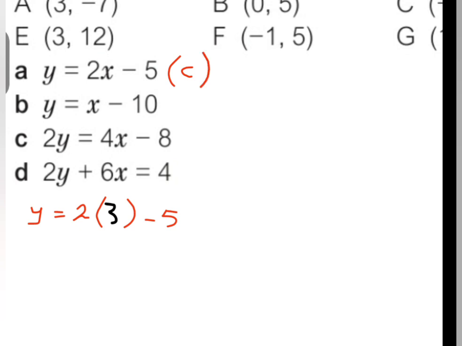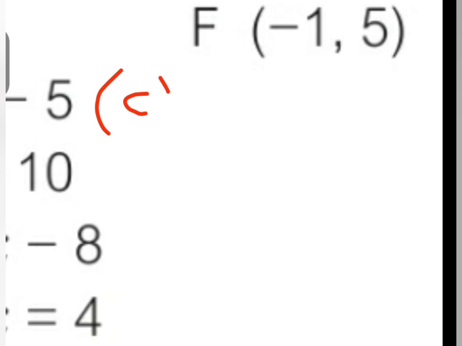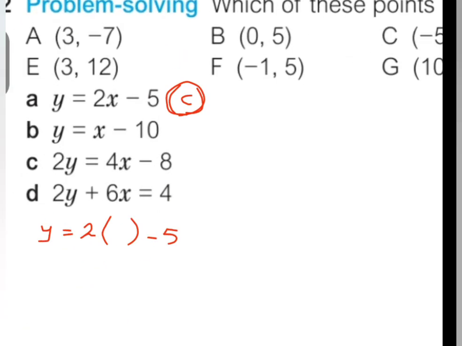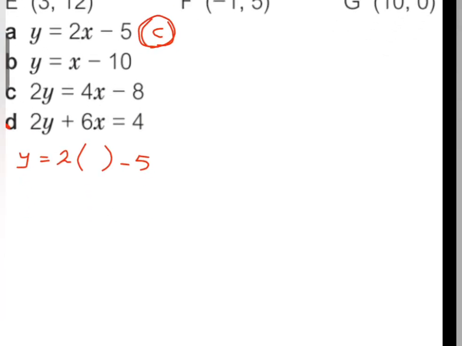Now, let me remove this first. Okay. So this one is good. Point C is the only one on line A, okay? Now, let's check line D. First thing we do, we write line D. Okay, let me remove line A here. Now, let's check line D.